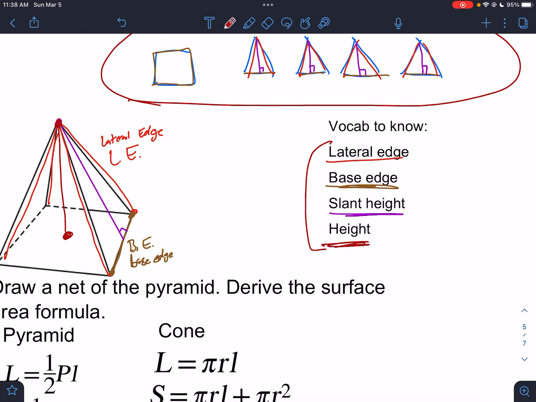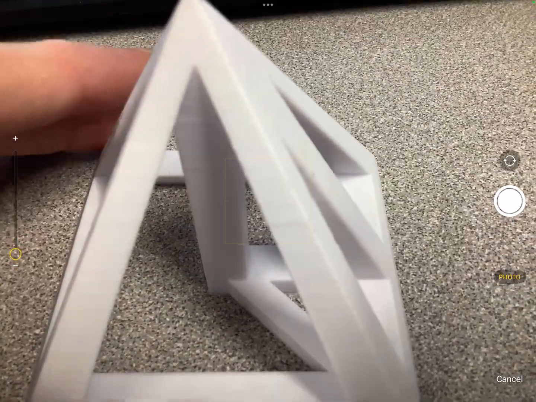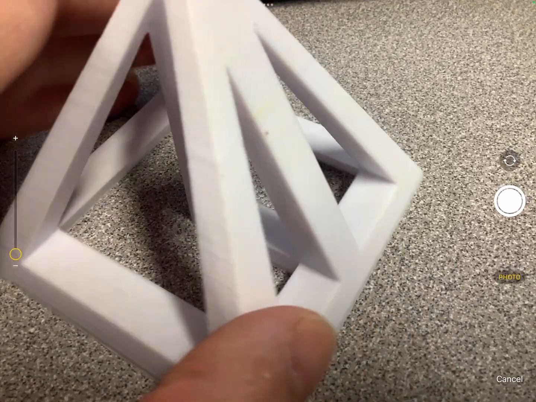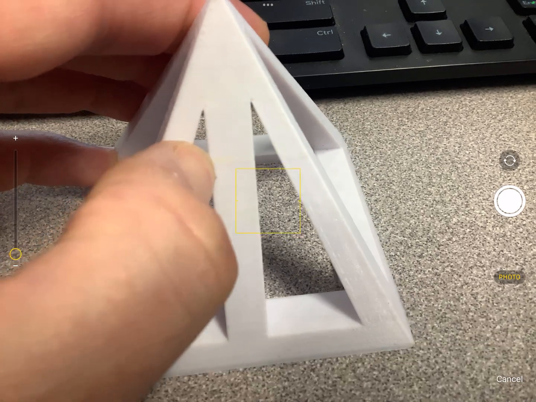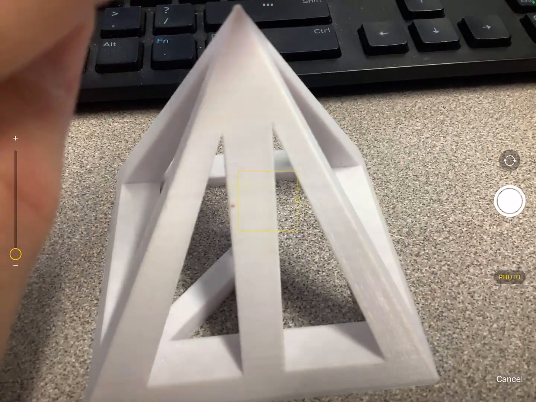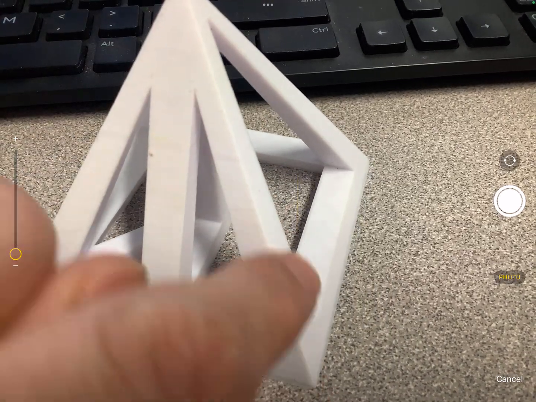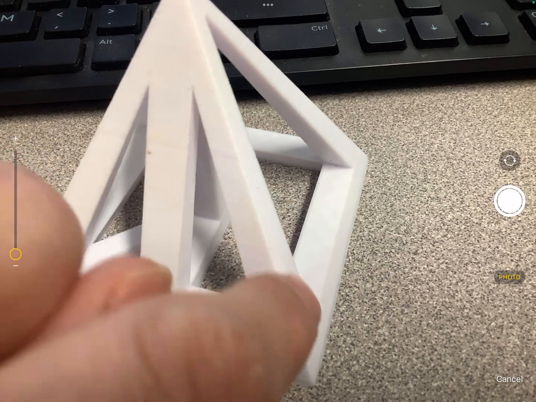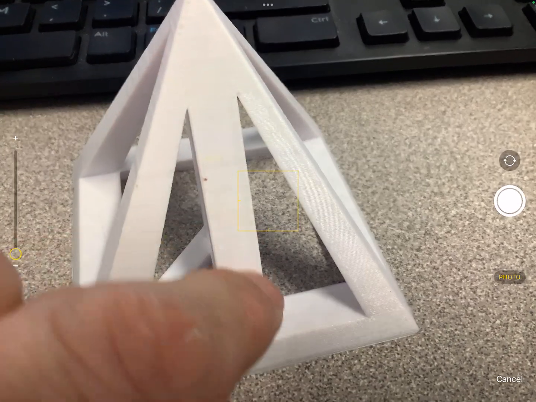I'm going to show you an actual picture here. So let's take a look. So I got this thing. This thing has all of those pieces that we're talking about. So this is my 3D printed pyramid. It's in the classroom. You can take a look at it if you want to. Ask the sub or the teacher if I'm not here. But from the apex down to the corner, this is the lateral edge right here. This line that goes down the middle of the triangle is the slant height.